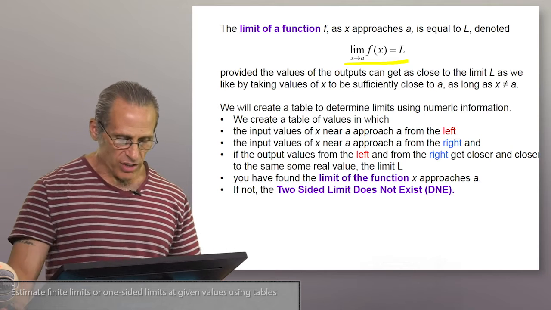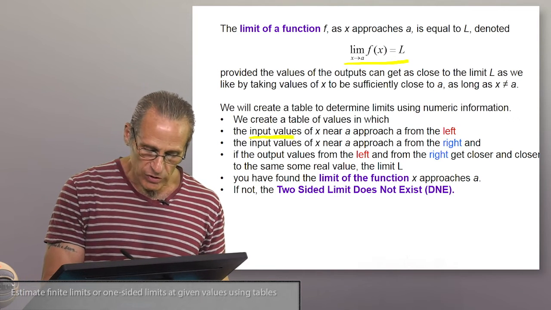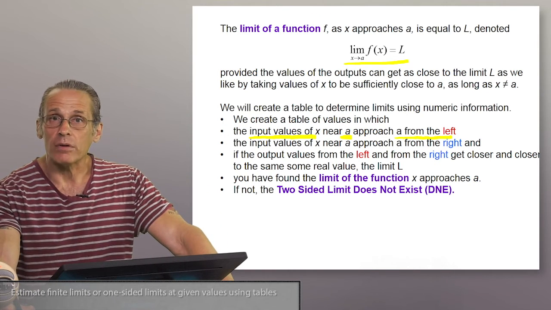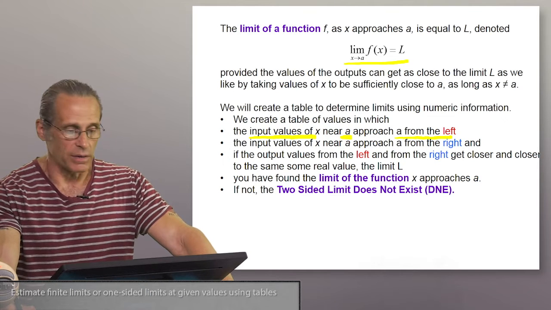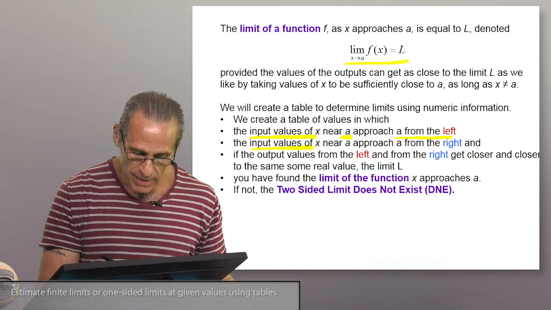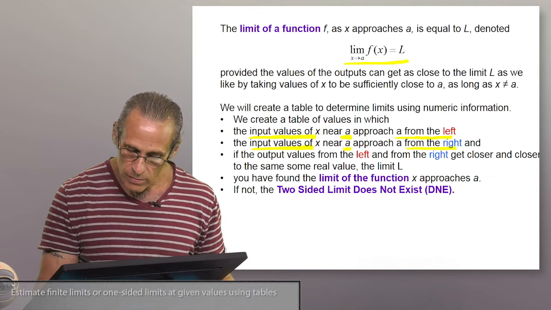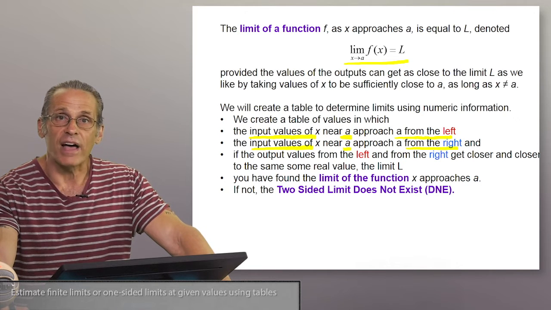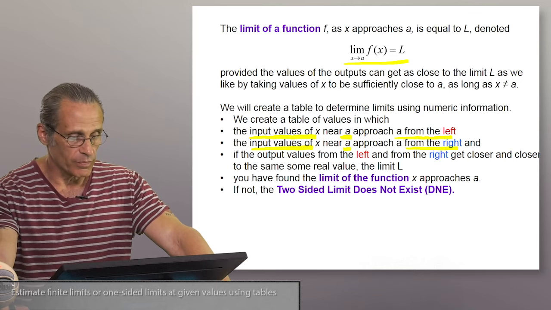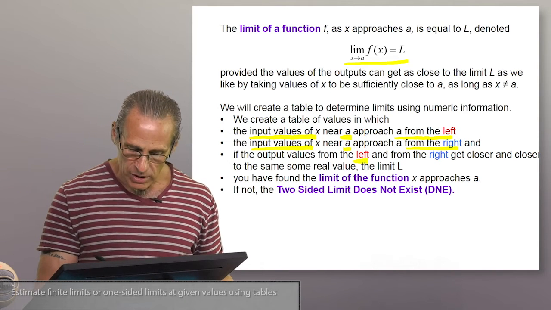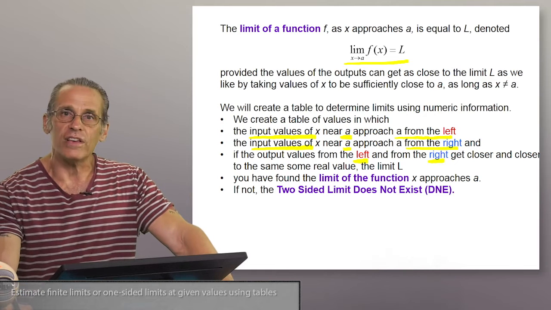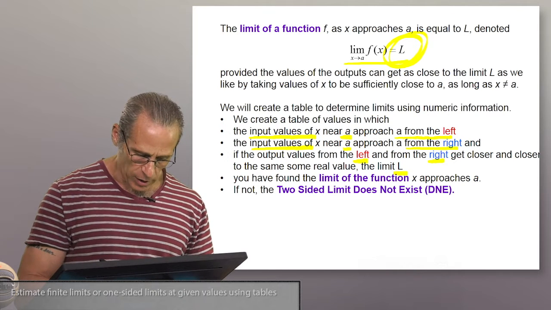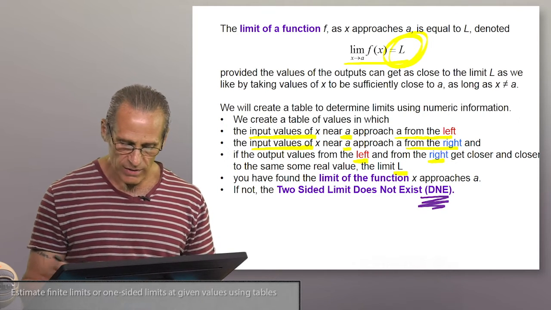Well, when we create the table of values, the input values of x that are near a but approaching from the left will be written down. And so these values will be less than a. The inputs of x that are near a but approach a from the right will also be written down. And again, these values will be x values that are greater than a. Now, we're going to ask ourselves if the output values from the left and from the right get closer and closer to the exact same number. And if they do, you know what? That's the limit. But if they don't get closer to the same number, we say the limit does not exist.